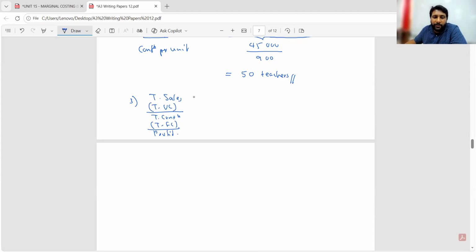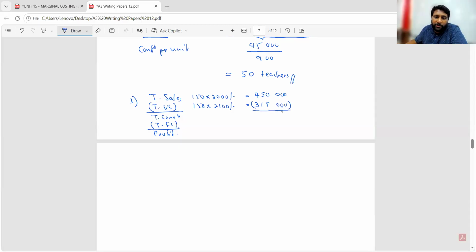So people, all the teachers are 150. 150 into 3,000, the ticket price. Then how much is that, people? 450,000. For 150 teachers at 2,100, how much is the total variable cost, people? 315,000.